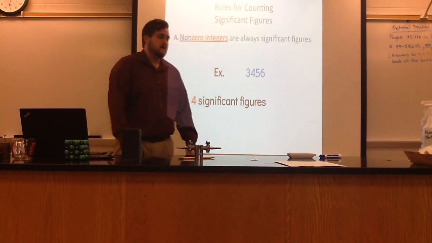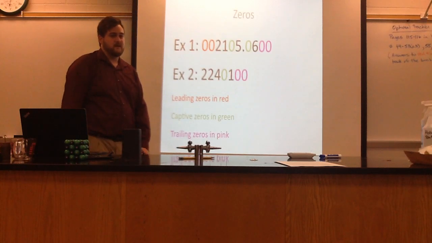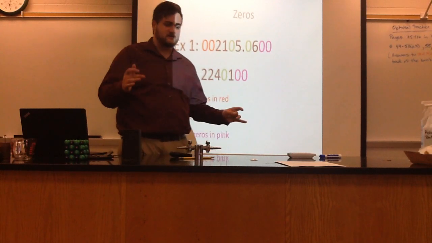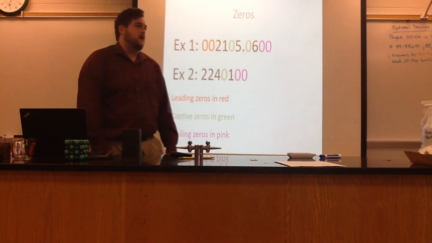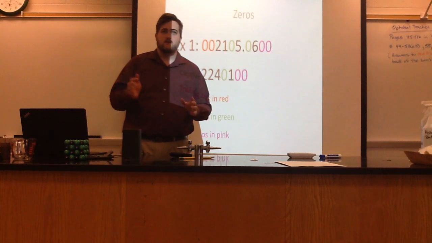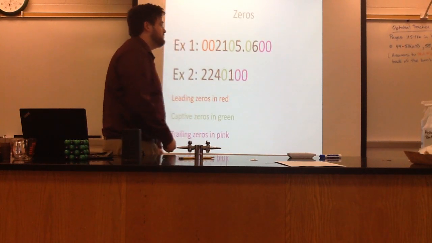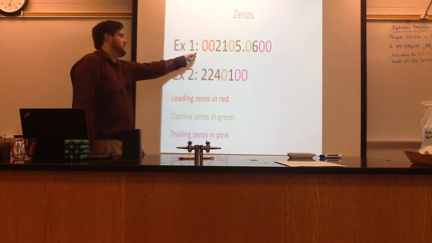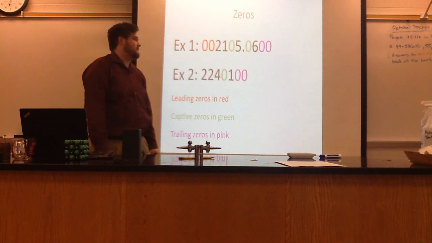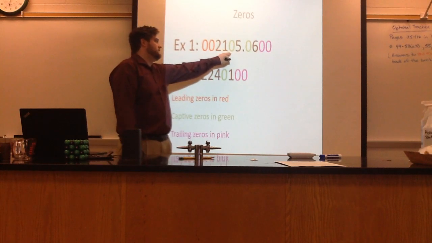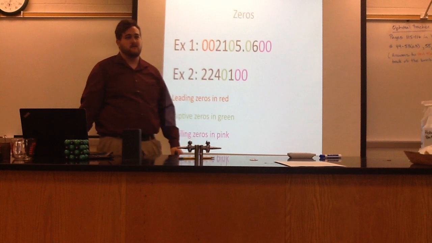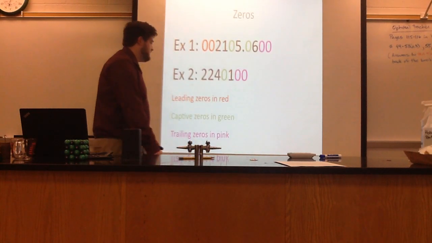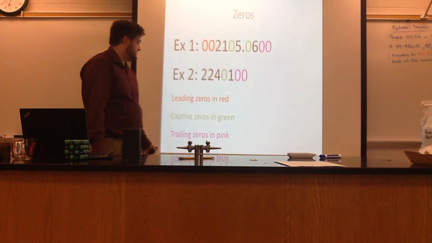Pretty easy. Now, zeros is when we get into the weird part. Sometimes a zero can be significant as a way to measure accuracy, but sometimes zeros are there just as a placeholder to measure how large a number is. So we've got 3 different types of zeros that we're going to look at. First, you've got our leading zeros right here, marked in red. Secondly, we have our trapped zeros, the green ones, trapped between 2 different non-zero integers. And finally, you've got our trailing zeros, which are going to be in pink.